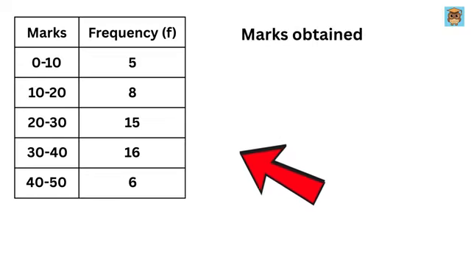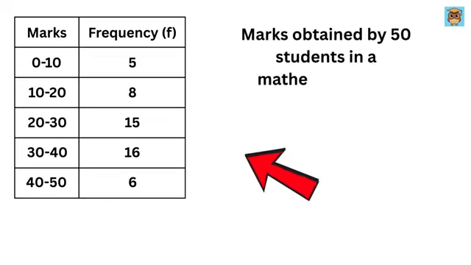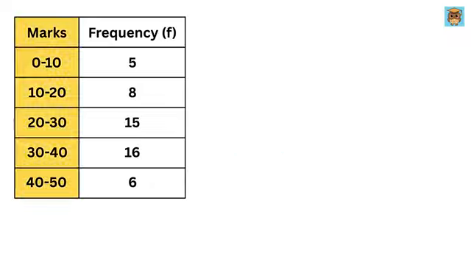The following table displays the marks obtained by 50 students in a mathematics test, with the marks grouped into class intervals. The frequency column F indicates the number of students who scored within each interval. For example, 5 students scored between 0 and 10 marks, 8 students scored between 10 and 20 marks, 15 students scored between 20 and 30 marks, and so on.